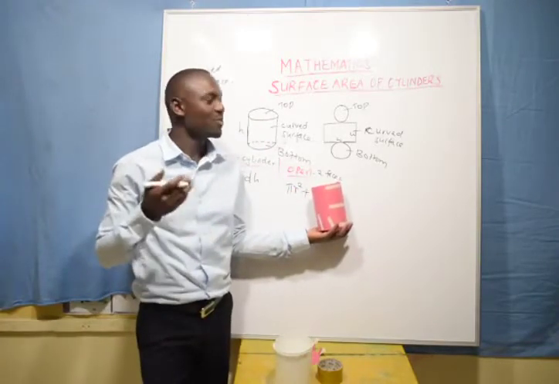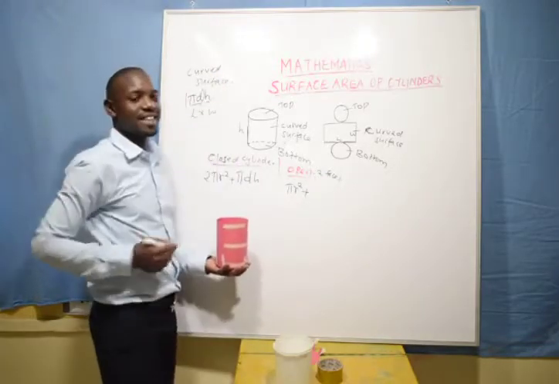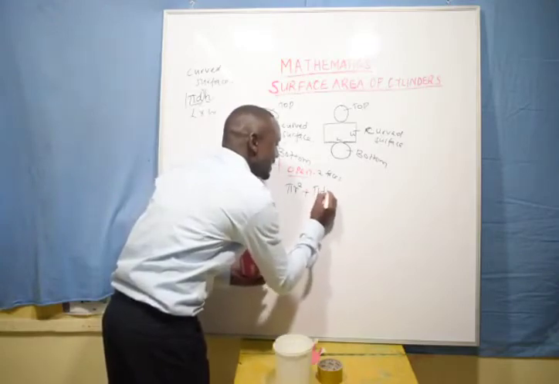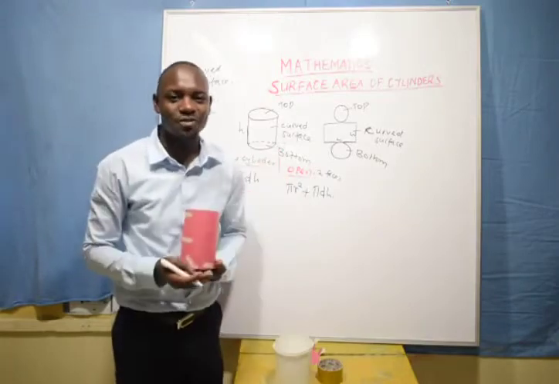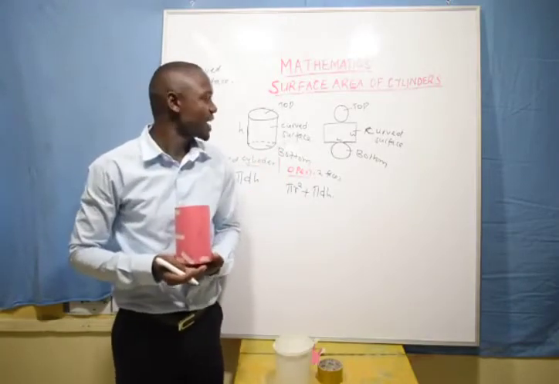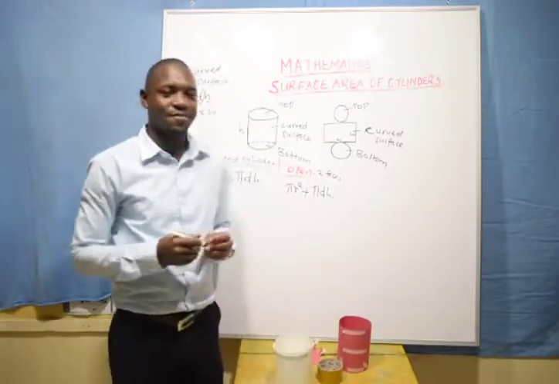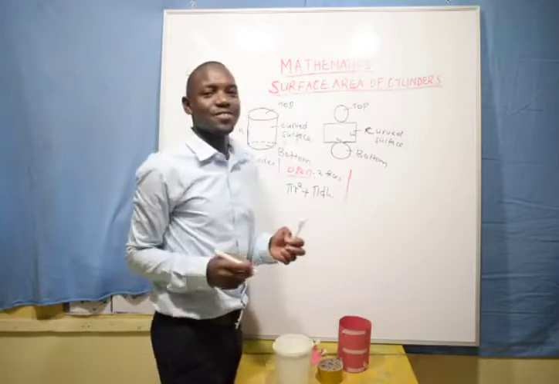How do we get the area of the curved surface? Pi times diameter times the height. So it is pi r squared plus pi dh. And remember, our pi is either 22/7 or 3.14.